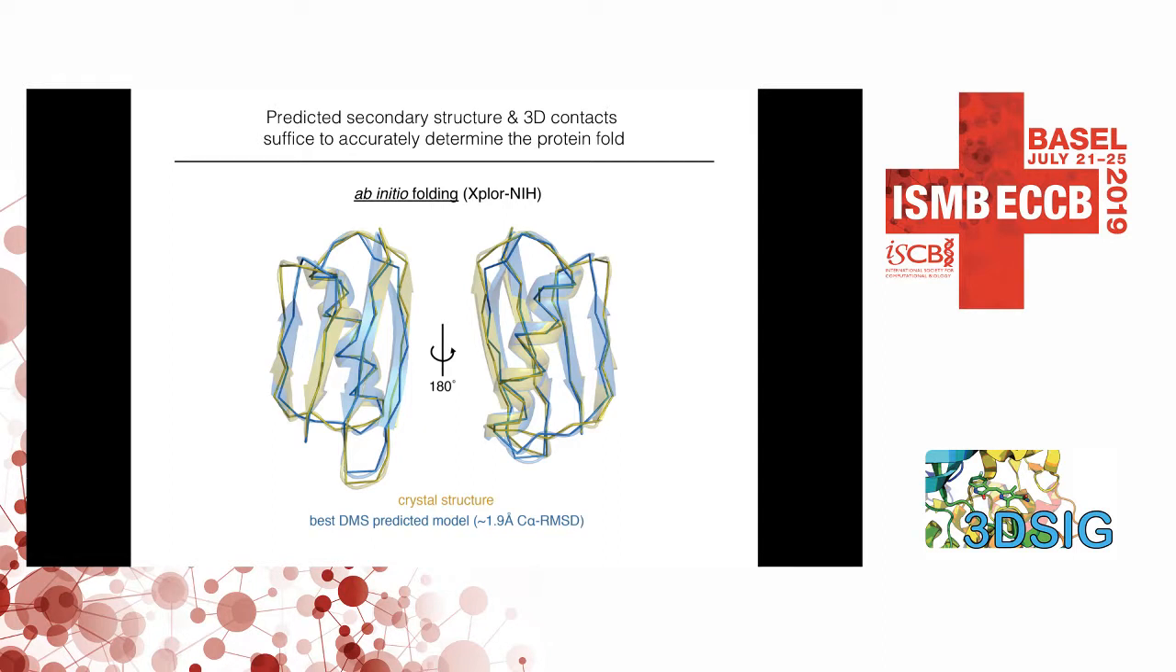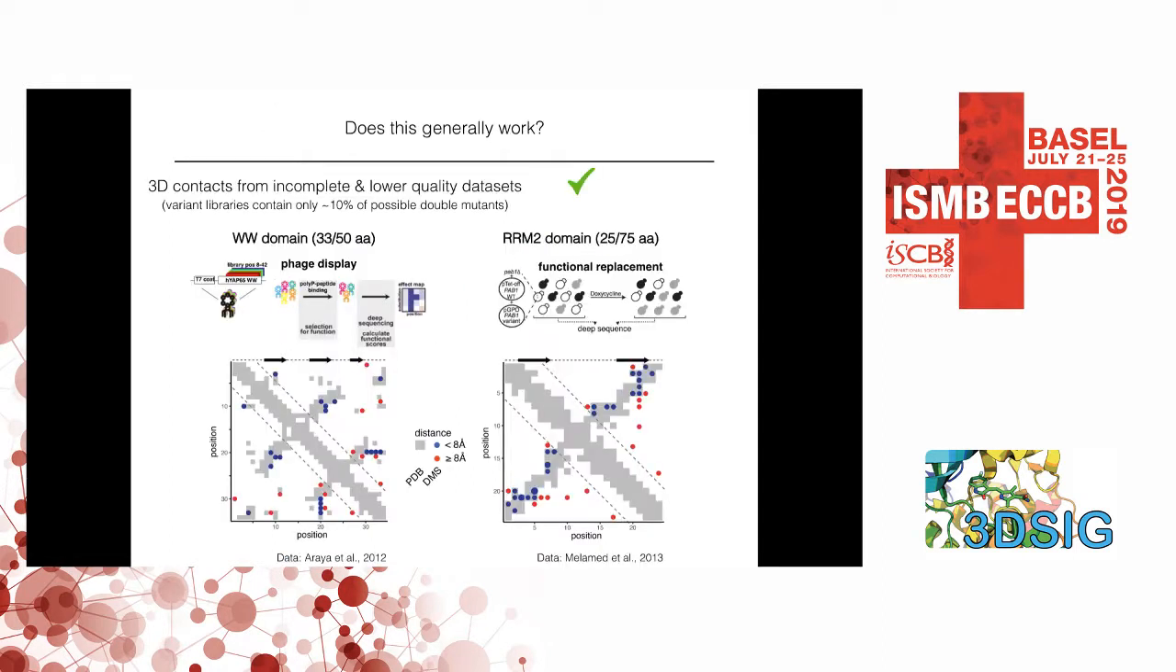All right. Now, does this work more generally? First off, we found that we can also use less complete and more noisy deep mutational scanning data sets. So these are 2 examples here of small domains where only a subset of positions have been mutated, and from all these possible mutations, only 10% of double mutants have been performed. Still, we find that we can accurately predict 3D contacts with about 60% accuracy.